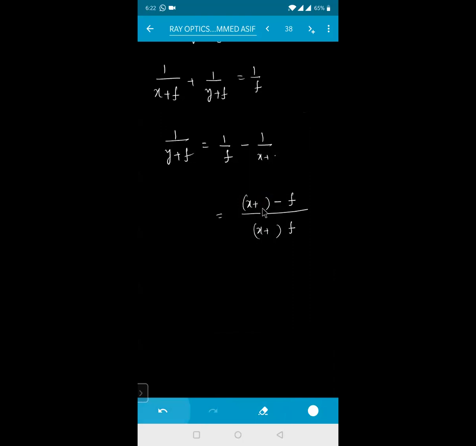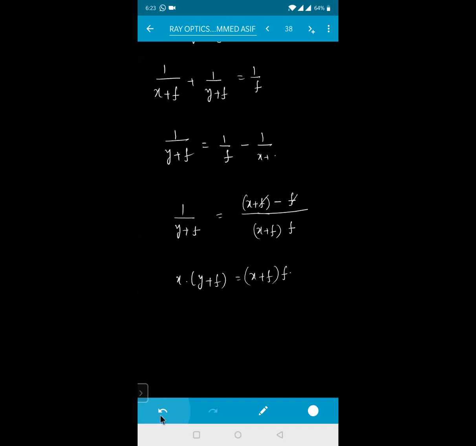This is your x plus f, and this one is also your x plus f. So this f and this f will get cancelled. So this is 1 by y plus f. What will it become now? This will go on this side. So this will be x into y plus f, and the other side will become x. So x into y plus f will be equal to x plus f into f.